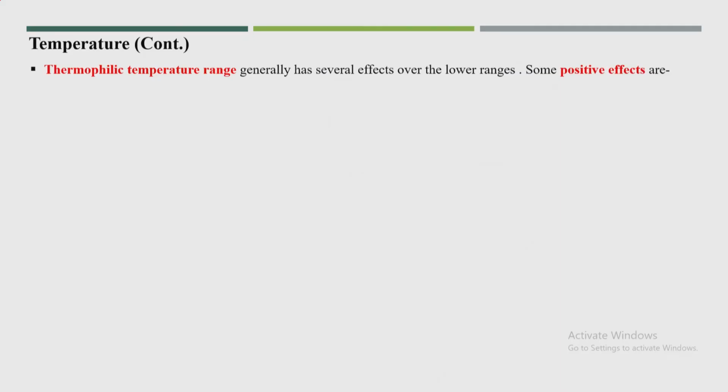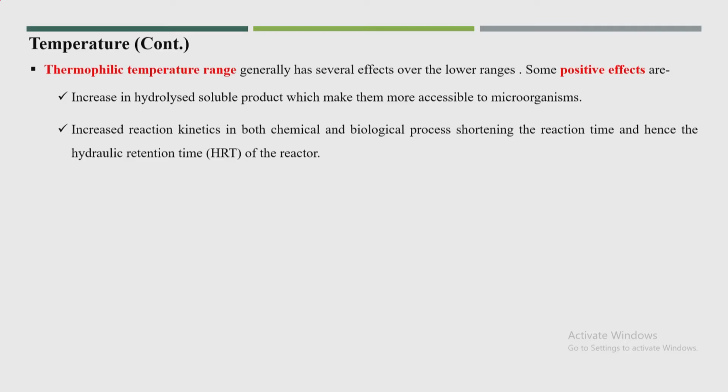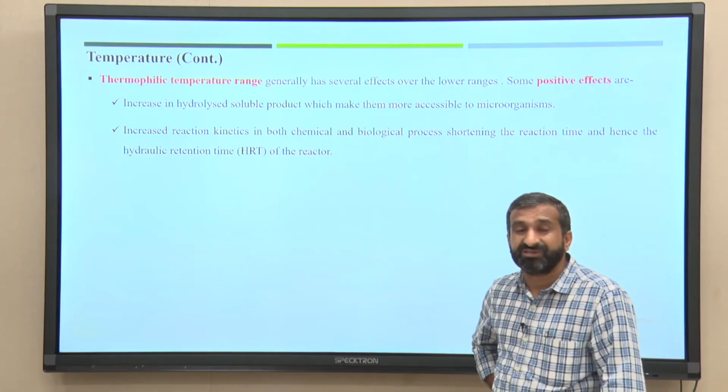Now, the thermophilic temperature range generally has several effects over the lower range. Some positive effects are an increase in the hydrolysis of soluble products, which makes them more accessible to the microorganisms. That is one very important benefit of the thermophilic temperature range. Increased reaction kinetics in both chemical and biological processes shorten the reaction time, hence the HRT of the reactor, hydraulic retention time. This is also an important factor of the anaerobic digestion process.